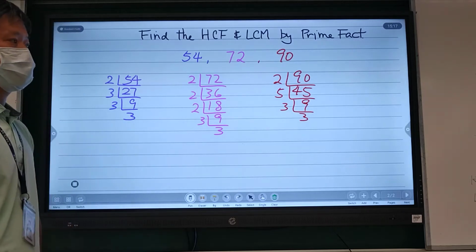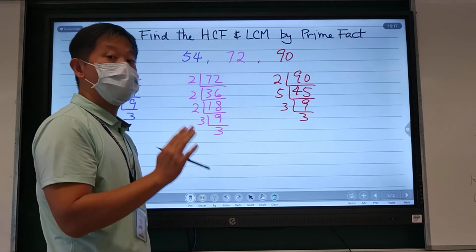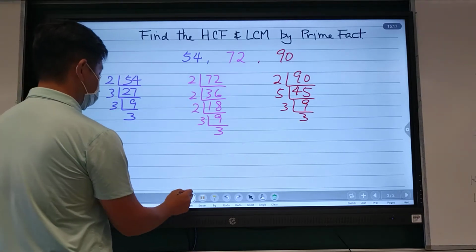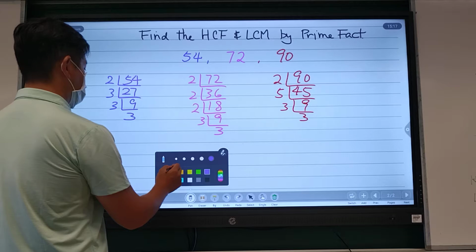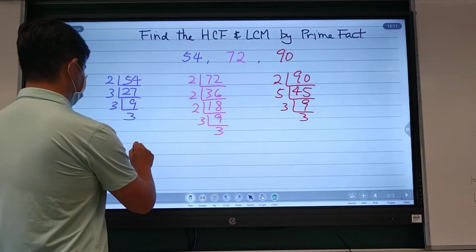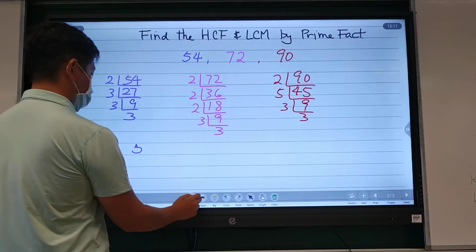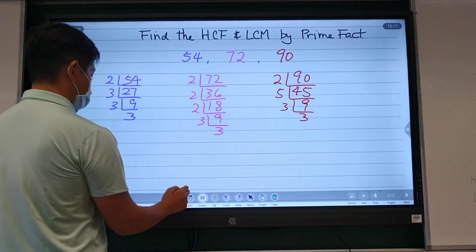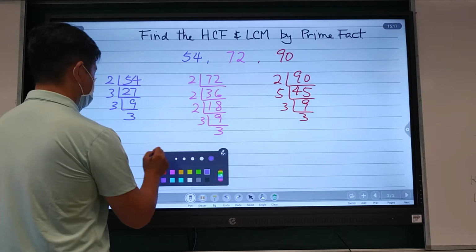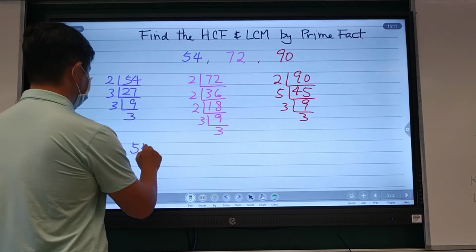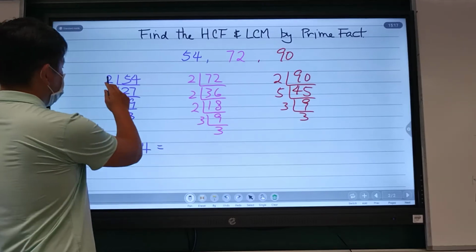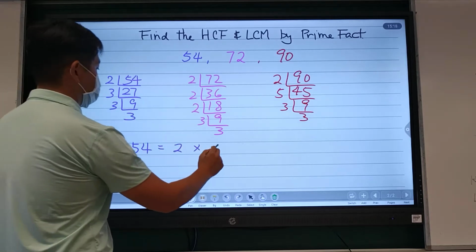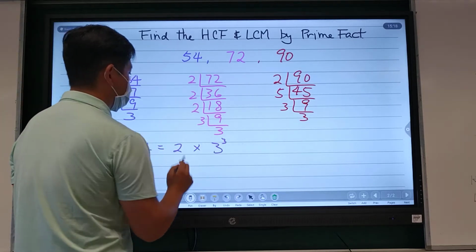So let's write them out. Now remember, try to line up each factor according to the number. Okay? So for example, let's do the 54 first. Ooh, that looks kind of ugly. Try again. 54 is equal to 2 times 3 to the third power.